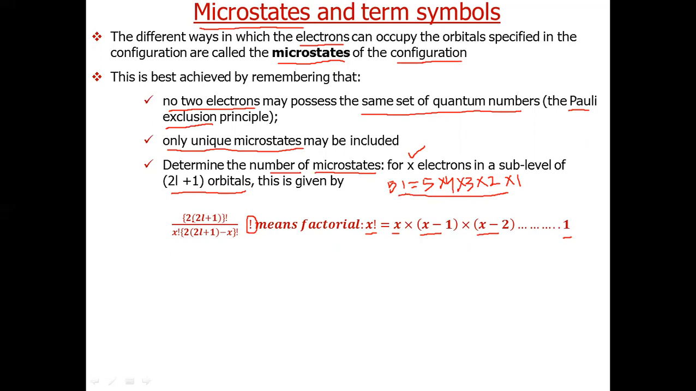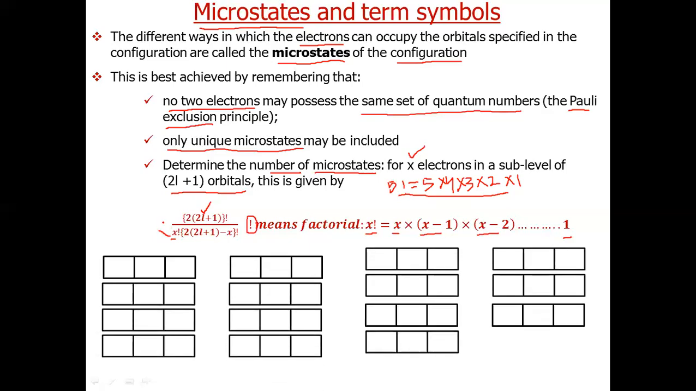So the formula is (2 into (2l plus 1)) factorial divided by x factorial multiplied by (2 into (2l plus 1) minus x) whole factorial, where l is the orbital quantum number and x is the number of electrons. Now let us apply this formula to a P2 configuration. Let us see how many arrangements are possible for a P2 configuration.